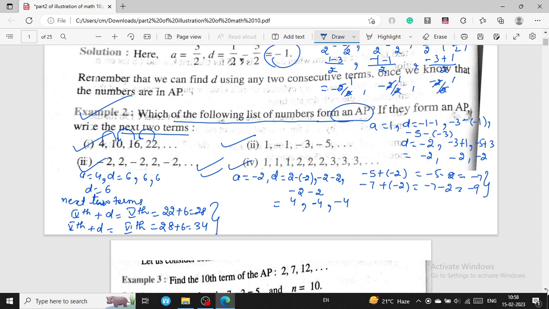And in the fourth, we have given A is 1. D is equal to 1 minus 1, then 2 minus 1, 2 minus 2, then 2 minus 2, then 3 minus 3. You can see the difference is not equal, so that's why it is not an AP series. We cannot find the next two terms.